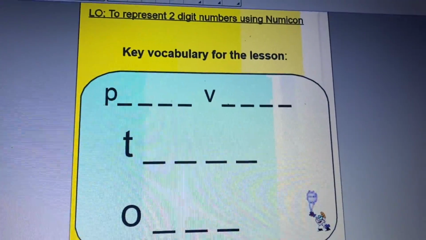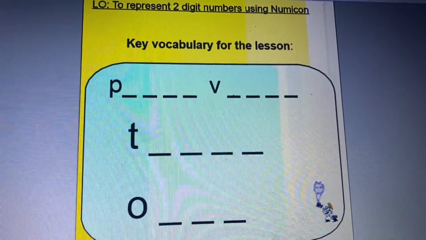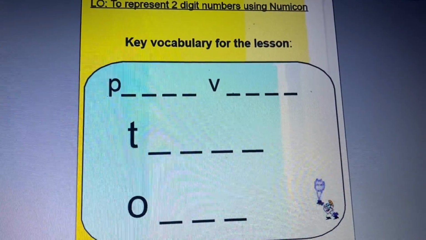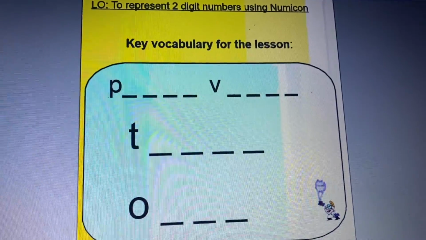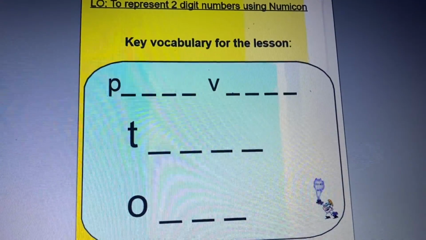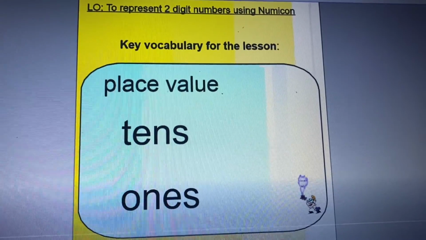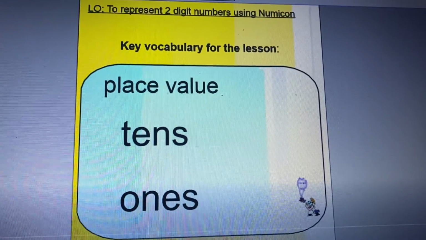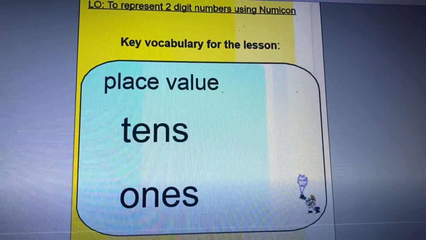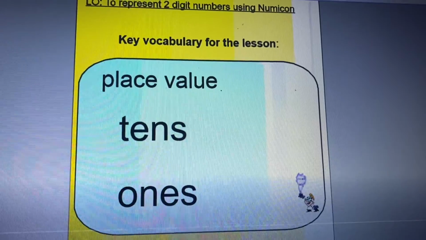So, as you can see, I've left it blank. Don't worry if you didn't watch yesterday's lesson. That's okay, because we'll go over it together in the next slide, or you can watch yesterday's lesson now. So, I'm going to give you a couple of minutes to see if you can figure out our key vocabulary. Ta-da! Well done. So, place value. Can you remember what it means? It's the value each digit holds within a number, but we'll explore that further again today.